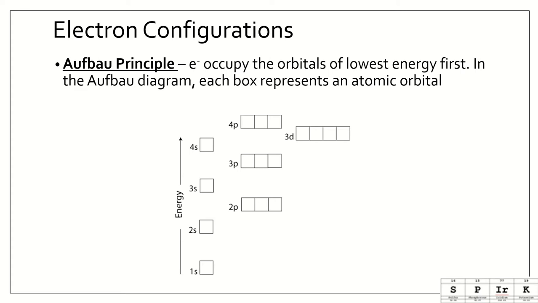We're going to talk about the Aufbau Principle first. The Aufbau Principle states that electrons occupy the orbitals of lowest energy first. In the Aufbau diagram, each box represents an atomic orbital. Look down to the bottom and notice that energy increases as we go up. So we start at the bottom, filling in starting with the 1s. Then we would go to 2s, 2p, 3s, 3p, 4s, 3d, then 4p. We start at the lowest energy and then work towards higher energy. This is the Aufbau Principle.